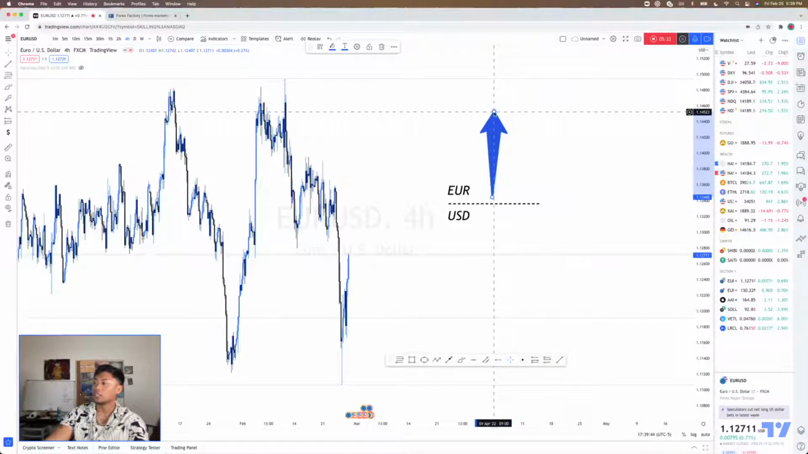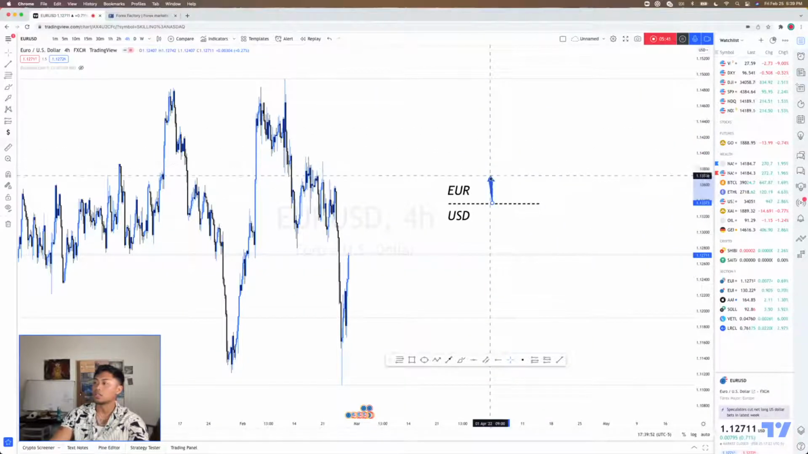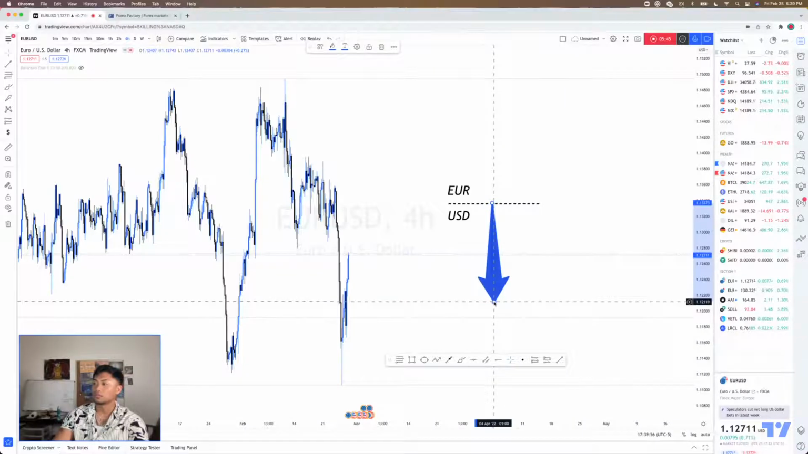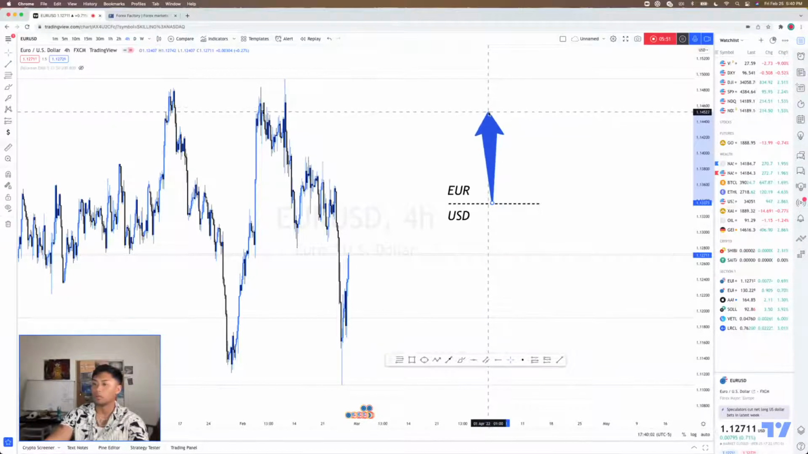If the United States dollar strength goes higher than previous, then it's going to go to the opposite side. Therefore, the market is going to push down, and that is the perfect opportunity for a sell. And this right here is the perfect opportunity for a buy if you're trading with this pair.